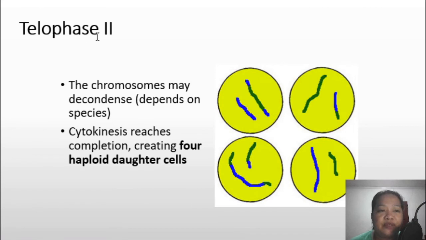Then in telophase 2, the chromosomes may decondense, depending on the species. The cytokinesis reaches its completion, producing 4 new daughter cells having haploid chromosomes.